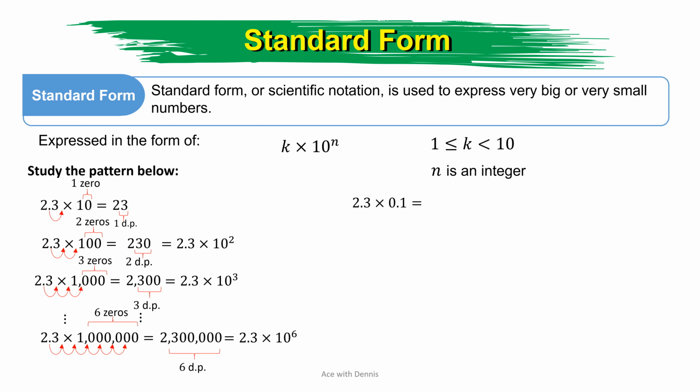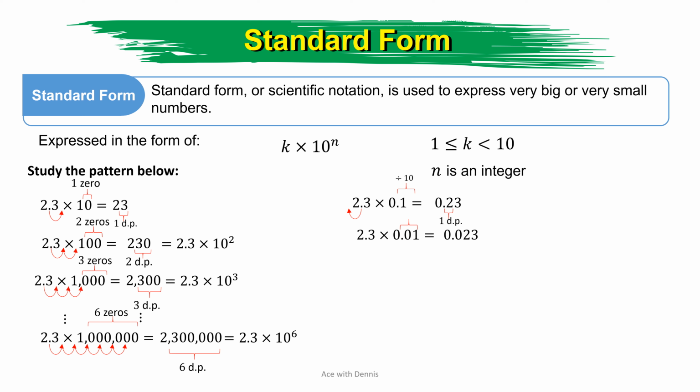Next, how about small numbers? Let's look at this pattern. 2.3 times 0.1 is equal to 0.23. So look at 0.1, it means that we divide by 10. Which means that we need to move the decimal point at 2.3 to the left for 1 decimal place. Hence, we get 0.23.